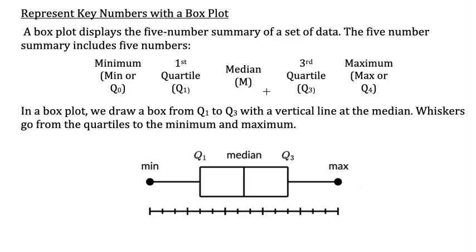Now when we break the data up into quartiles, like we do in the 5-number summary, what that's doing is dividing the data up into 25% chunks, or into quarters. So keep in mind that 25% of our data will be between the minimum and the first quartile. Another 25% of our data will be between the first quartile and the median. Another 25% will be between the median and the third quartile. And another 25% of our data is between the third quartile and the maximum.